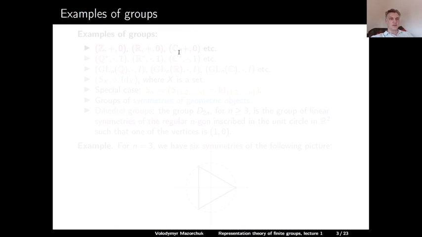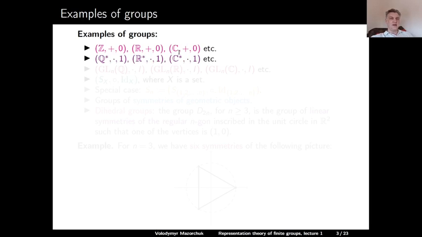Here are some examples. The usual examples of groups are as follows. So we have the additive groups of numbers, the group of integers with respect to addition and with the identity element 0. The group of real numbers with respect to addition and with the identity element 0. Or the group of complex numbers with respect to addition and with the identity element 0.